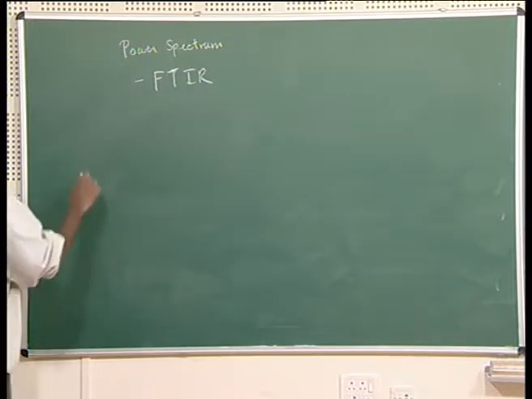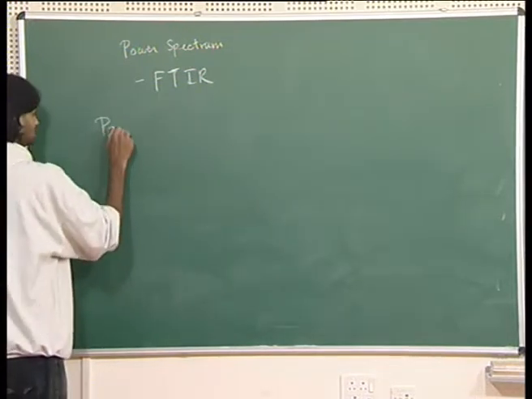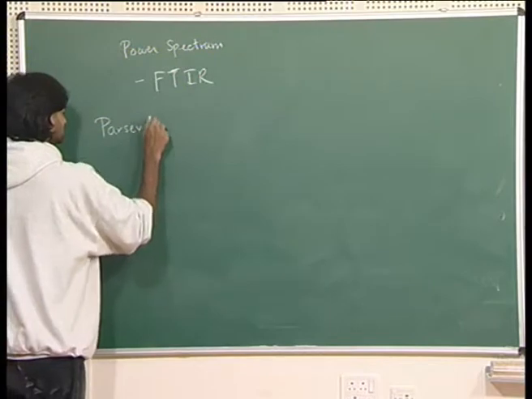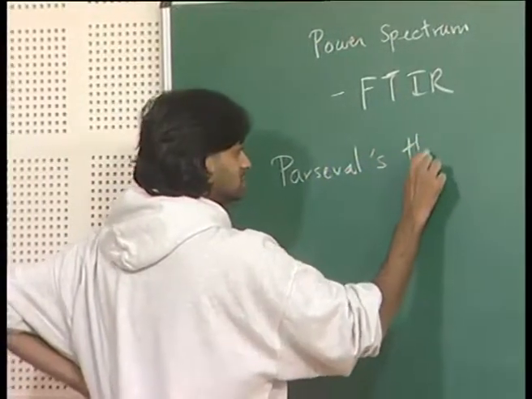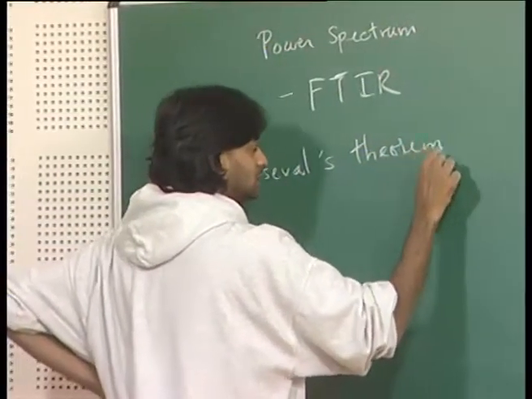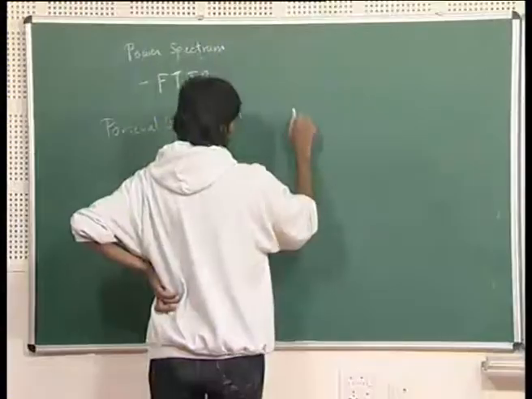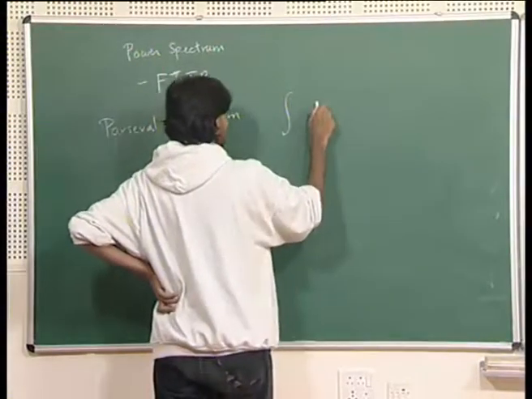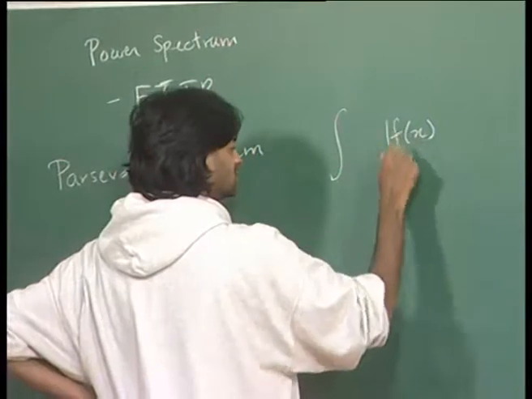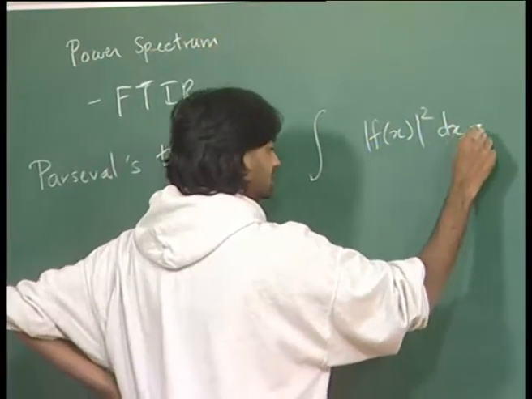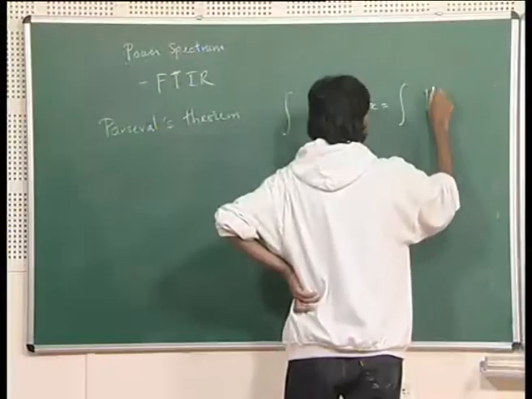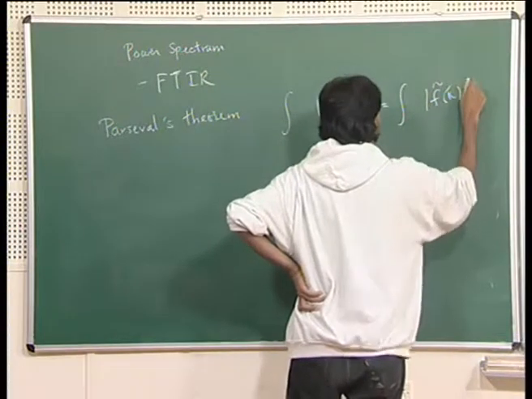This is based on Parseval's theorem. Parseval's theorem says that the integral of f of x squared dx is equal to the integral of f tilde of k squared dk.